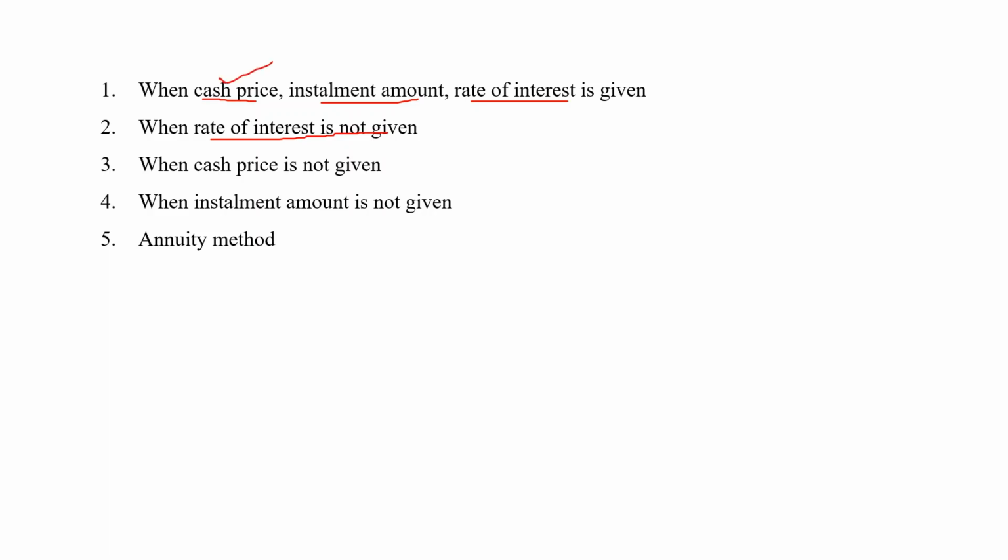The first method: cash price, installment amount, rate of interest. These are the information that we need to calculate interest. When all the information is given, how are we going to calculate? If rate of interest is not given, how are we going to calculate? If cash price is not given, how are we going to calculate? If installment amount is not given, how is the calculation going to be done? All these things we will see in this video. And the last method, annuity method, is quite different from the above four methods. That also we will see at the end of the video.